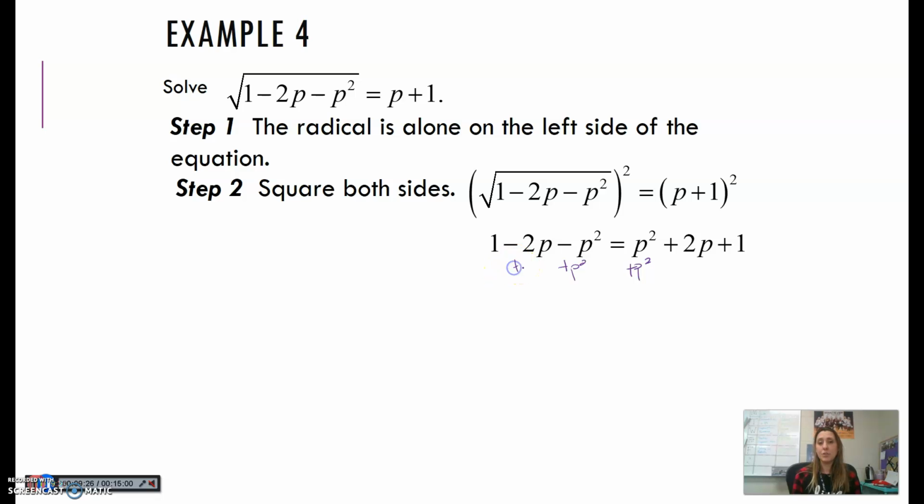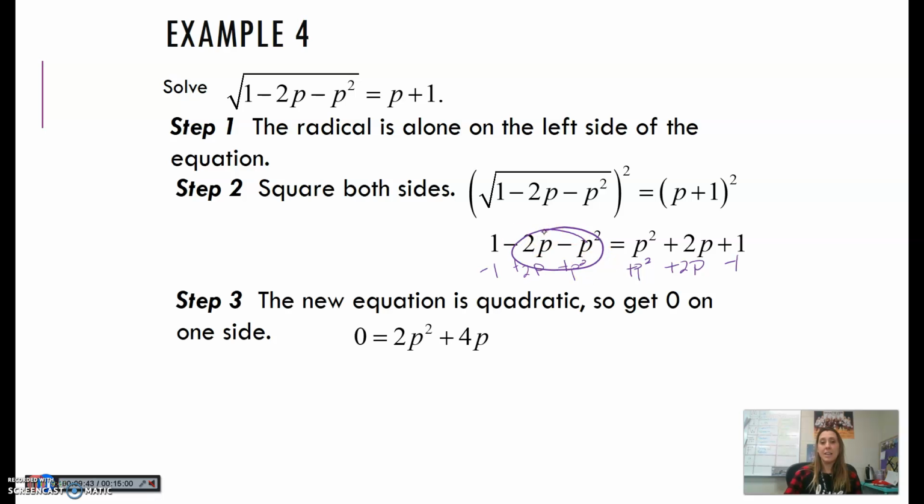I'm going to add p squared to both sides because I want to keep my p positive, and if I subtract I won't. I'm going to add a 2p to both sides, and I'm going to subtract 1 from both sides. And that makes this one 0, and I get 0 is equal to 2p squared plus 4p. Well, I should look at that and think, oh, I can factor out a 2p. So I'm going to do greatest common factor for my factoring, and I end up with 2p times p plus 2.